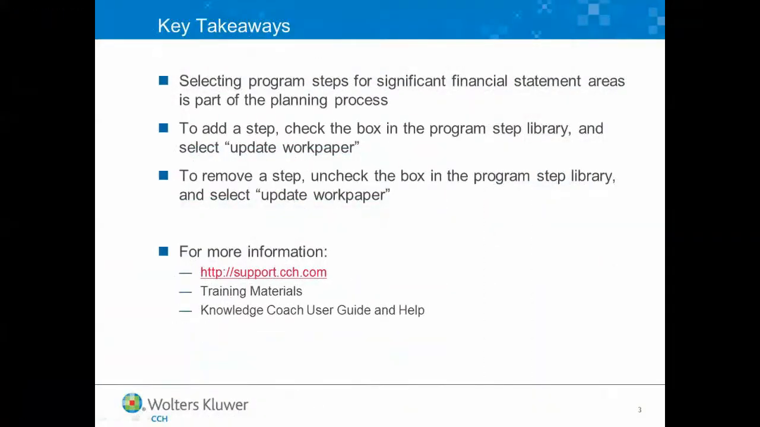Your key takeaways are: selecting program steps for significant financial statement areas is part of the planning process. To add a step, check the box in the program step library and select Update Work Paper. To remove a step, uncheck the box in the program step library and also select Update Work Paper. For more information on populating an audit program, visit our support site, your Knowledge Coach training materials, or the Knowledge Coach user guide or help menu located in Engagement.